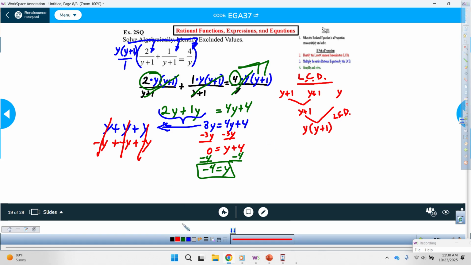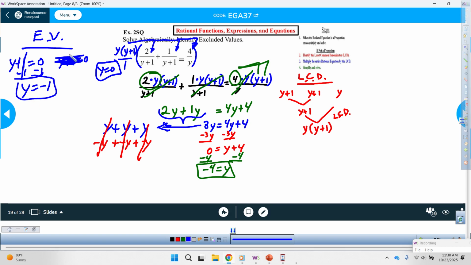All right, are we done? No, before Leo leaves, he's going to guide us with EV. Oh, yes, you are. Tell me what to write. Y plus 1 equal to 0. And then? Y plus 1 equal to 0. Y equal to 0. So this one's already solved. Do we need to rewrite this one, guys? No, we already have it. And then minus 1, y equals negative 1. So our excluded values are negative 1 and 0.